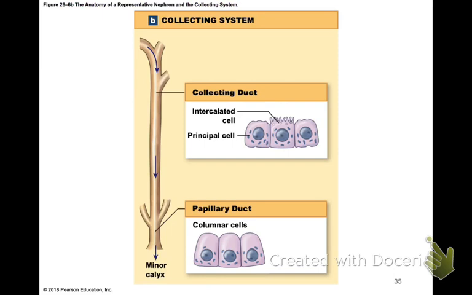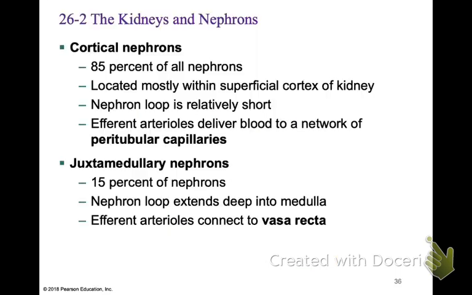In humans, once that fluid leaves the collecting duct, there's no way to adjust urine composition. In other animals there is, but not in humans. So here you can see a collecting duct way up high in the cortex, running through the medulla, and then ending as a papillary duct.